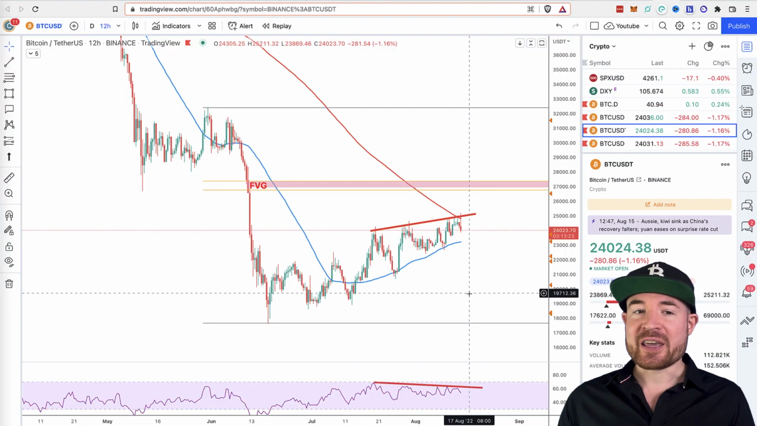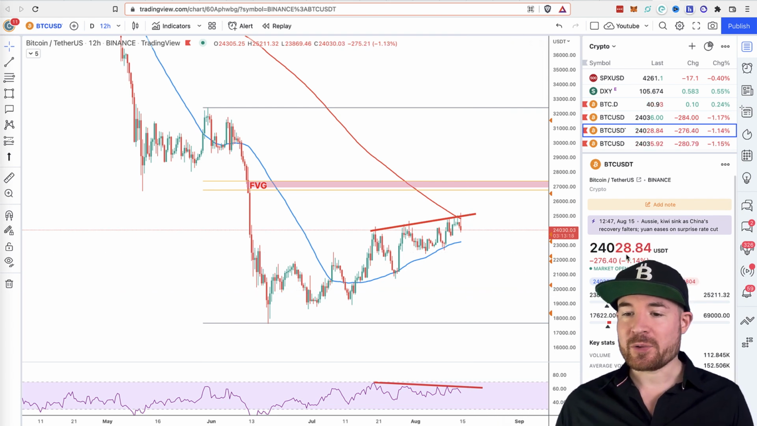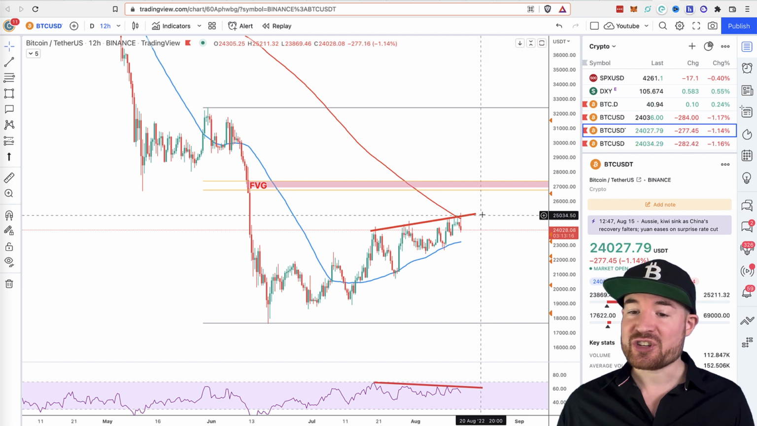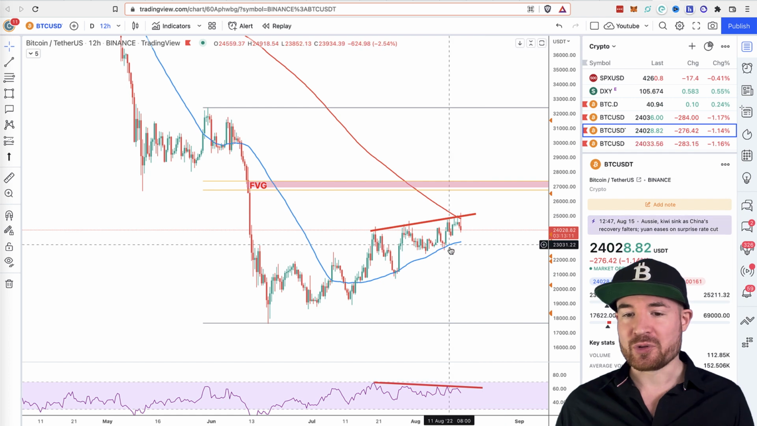All right, so what I have here is the 12-hour chart of Bitcoin. And you can see we have pulled back a bit. We are now at 24,000. We actually hit just above $25,000. That was a quick wick above it, and now it has pulled back down.